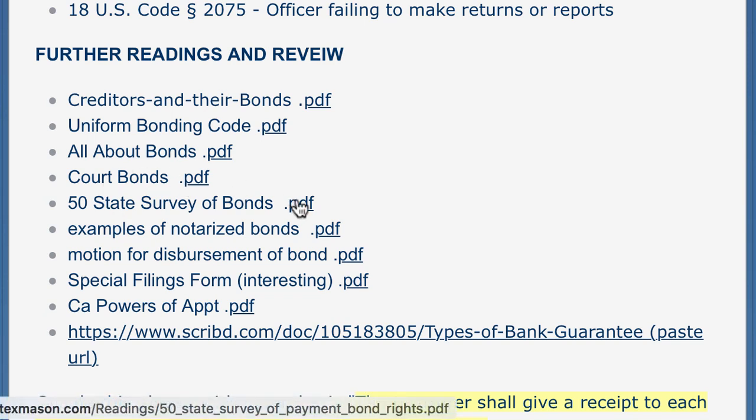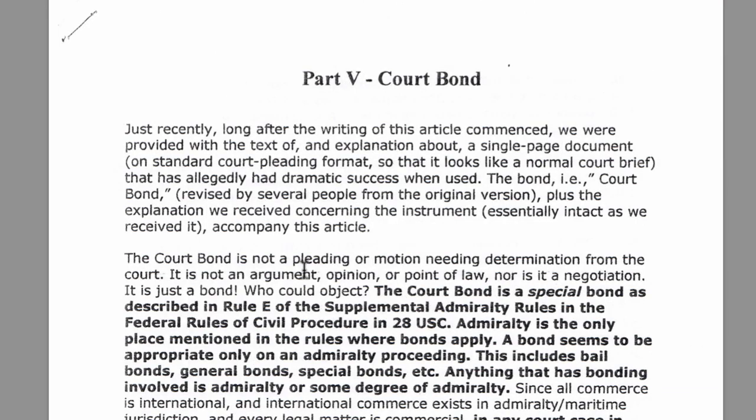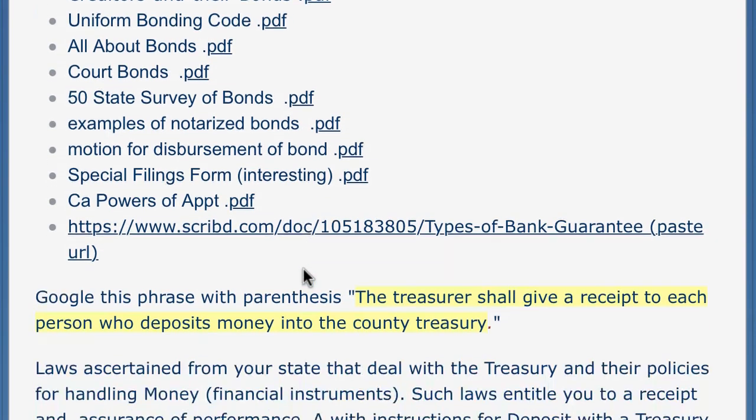This is something else that's good. 50 state survey of bonds. I believe that does go through the Miller Act bonds. What do we got here? So as you see, I've got a bunch of references and PDFs here that you can read.